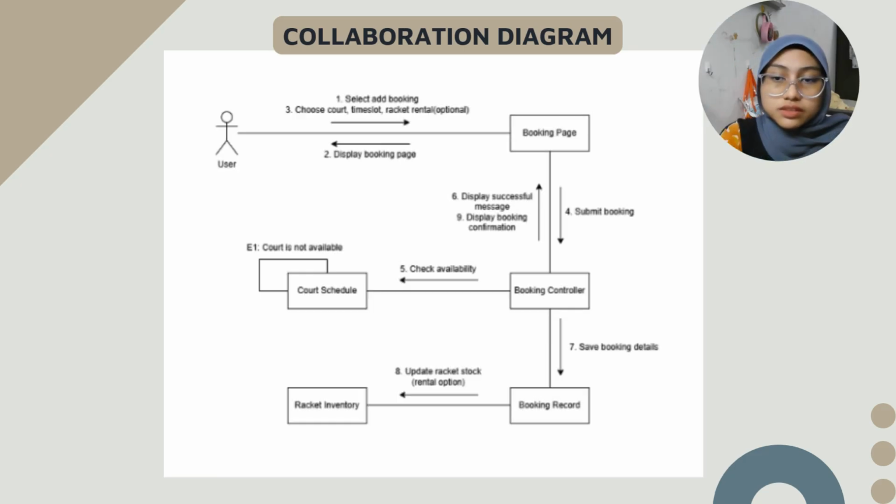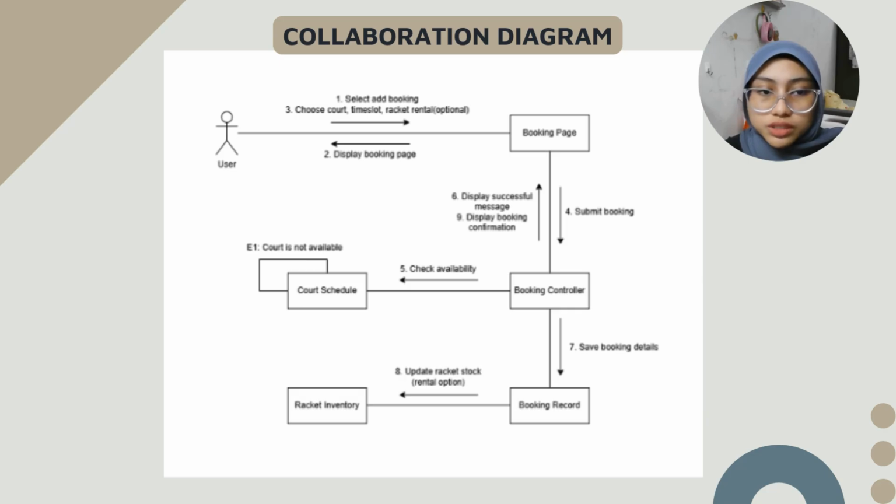Okay, so next is the booking diagram. The user first selects the app booking to the booking page, and then chooses the court and time slot, and whether they want to rent the racket. From the booking page, it will submit the booking to the booking controller.